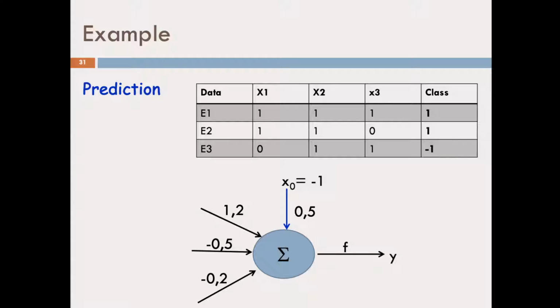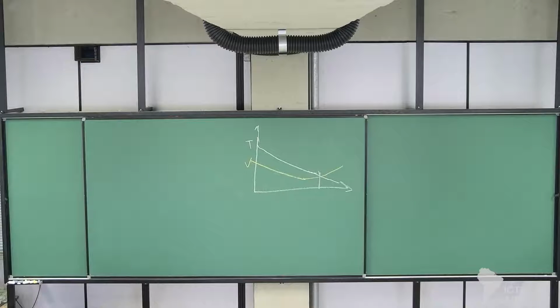Could you just change a little bit to the board because of the people at home? I'll change back to the board. Because you use the board and they can't see the plot that you did about the error.